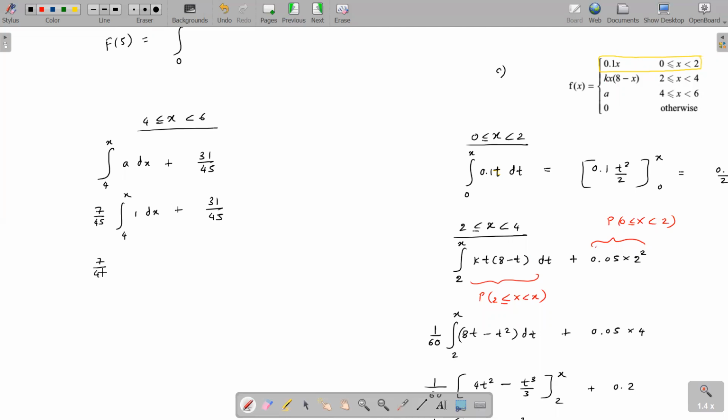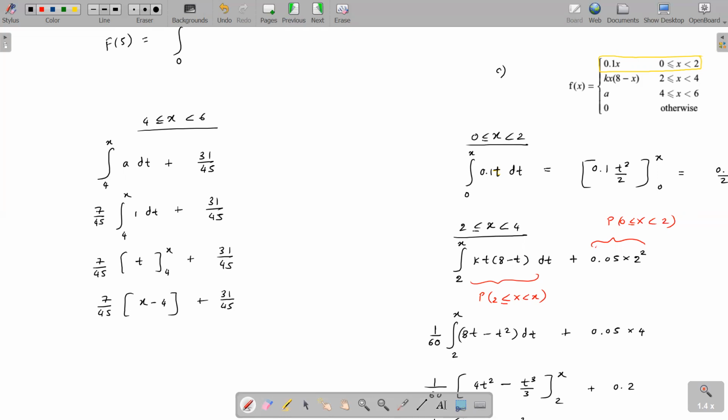So 7 over 45. Integrating 1, in this case we should not write x here because we already have x in the limit. So let's change the letter. A is a constant, don't try to change the constant. We'll do it with respect to t, dt. When you integrate with respect to t, you get t here, limit 4 to x. So I get 7 over 45 times (x minus 4) plus 31 over 45.